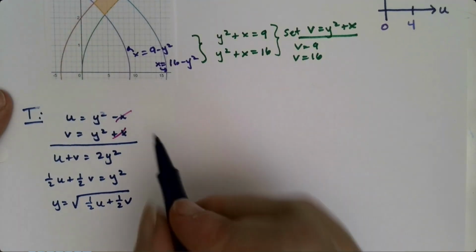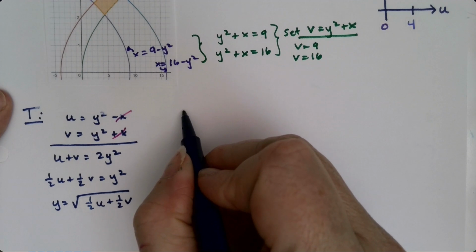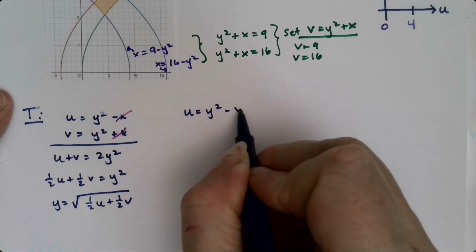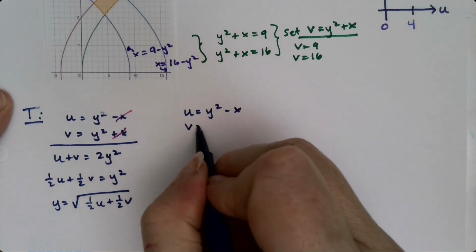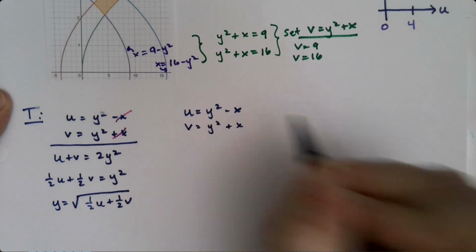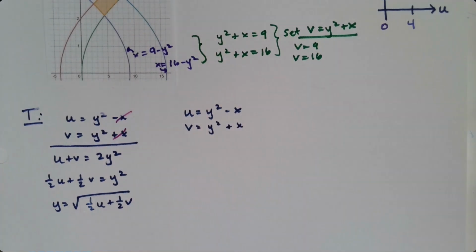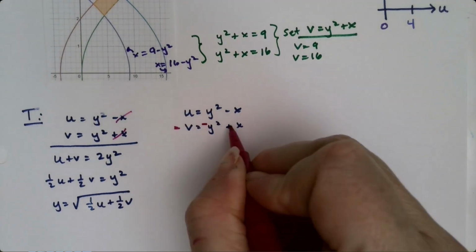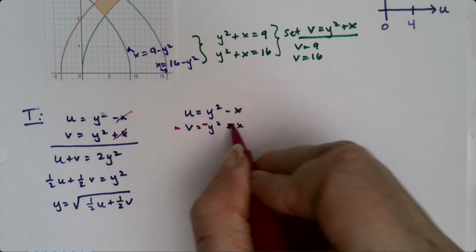All right, now we're going to do it again. Let's think here. u equals y squared minus x. v equals y squared plus x. Now I've already done the bit where I add them up, so that's no good. So what I'm going to do is multiply each one of them by a negative. That'll make the y squareds cancel.